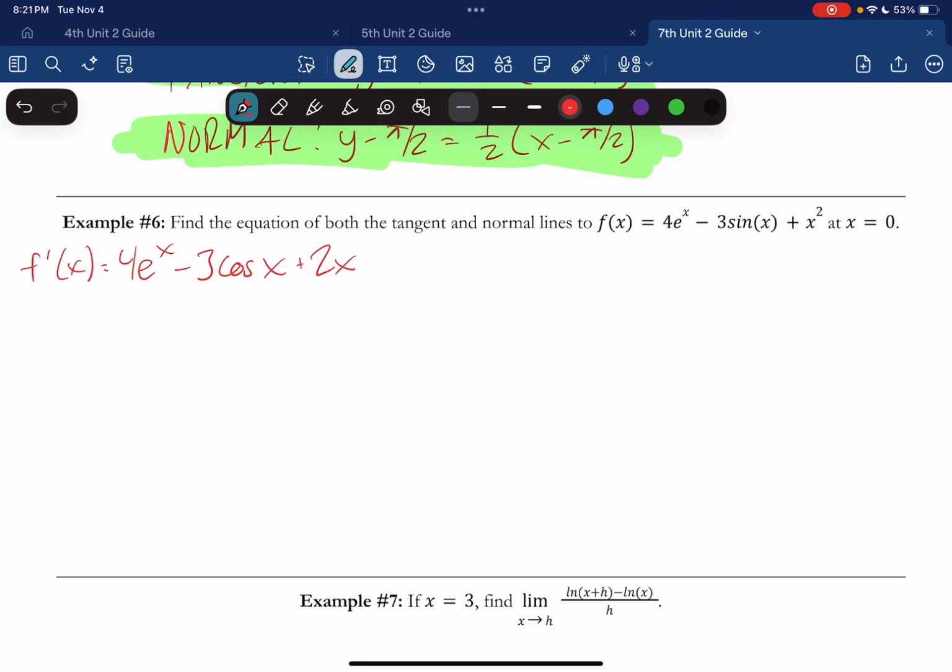So I'm going to evaluate both my function and my derivative. So f of 0 is 4e to the 0 minus 3 times the sine of 0 plus 0 squared. So e to the 0 is 1. So I got 4 times 1 minus 3 times the sine of 0, which is 0, plus then 0 squared, which is just 0. And I simplify that down and I get 4.